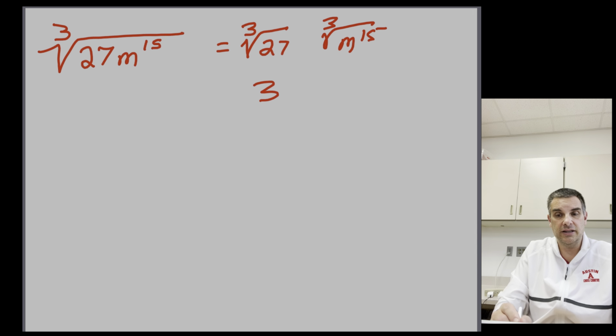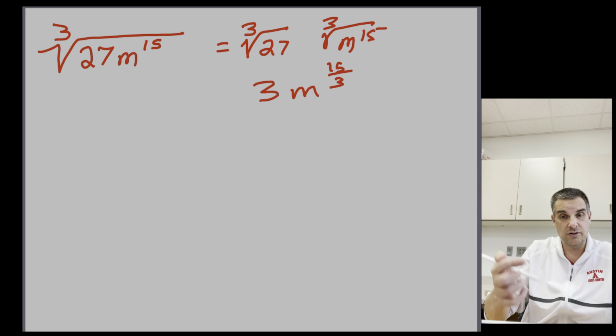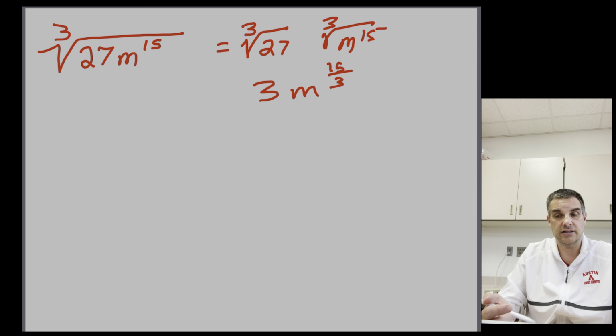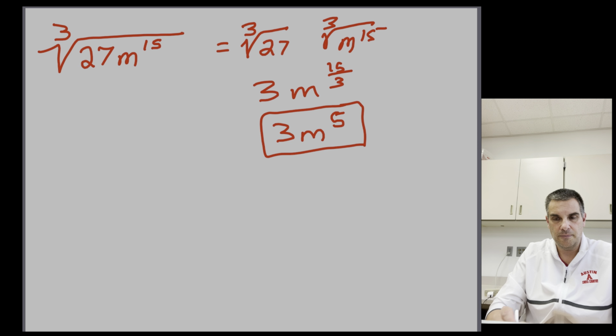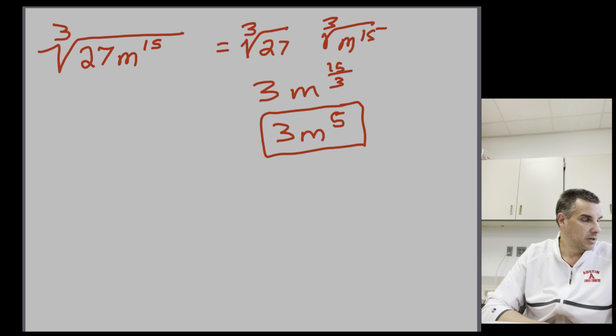Remember how you could rewrite this? You could rewrite this as m to the 15 thirds. Our root is our denominator. Whatever's there is our numerator. Just, again, just a different way to write this. I can simplify that: 3m to the 5th. And that's your solution. And you're done. Okay.